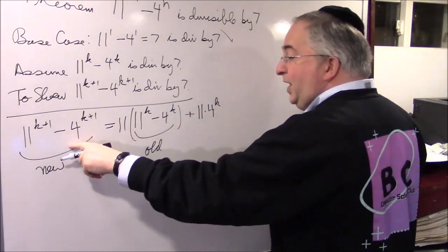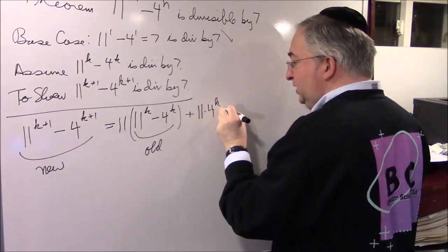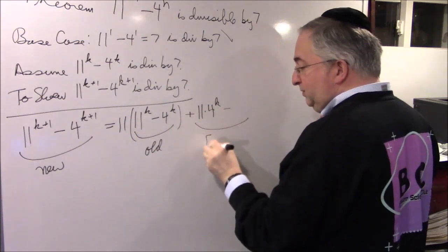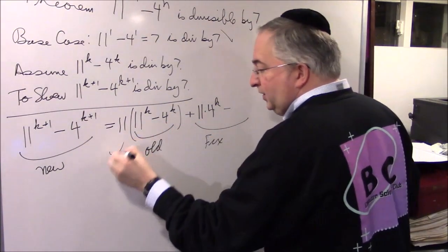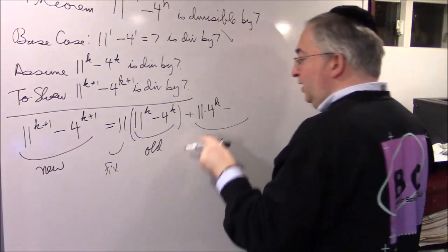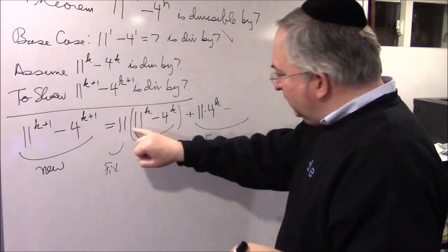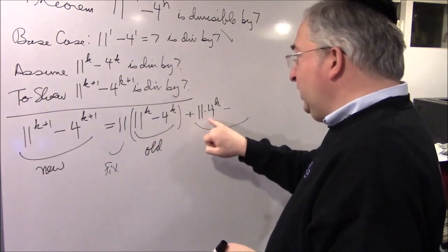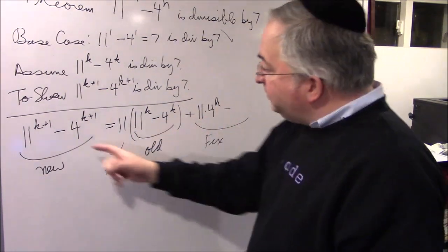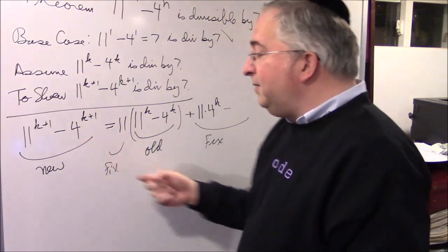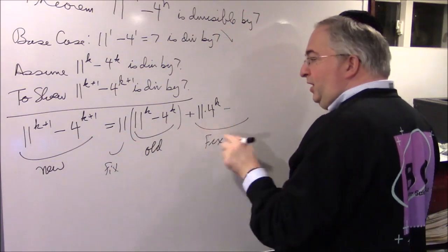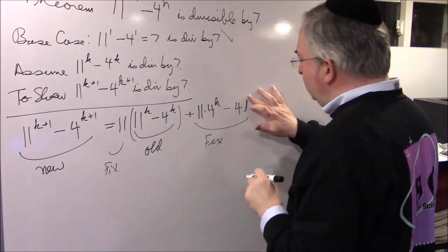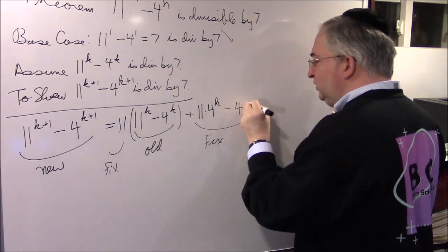I'm going to write this a funny way. This is my fix. I wanted to get rid of this 11 times minus 4 to the k, so I added 11 times 4 to the k. But I'm still missing this thing, so we better add that in. I'm going to write it a funny way: as 4 times 4 times 4 to the k.